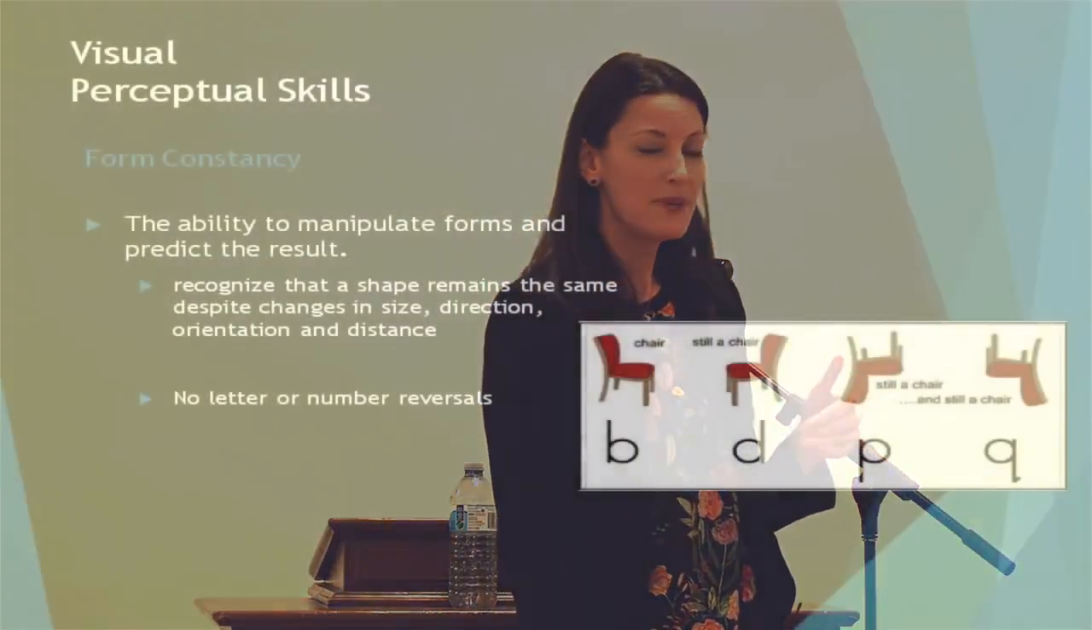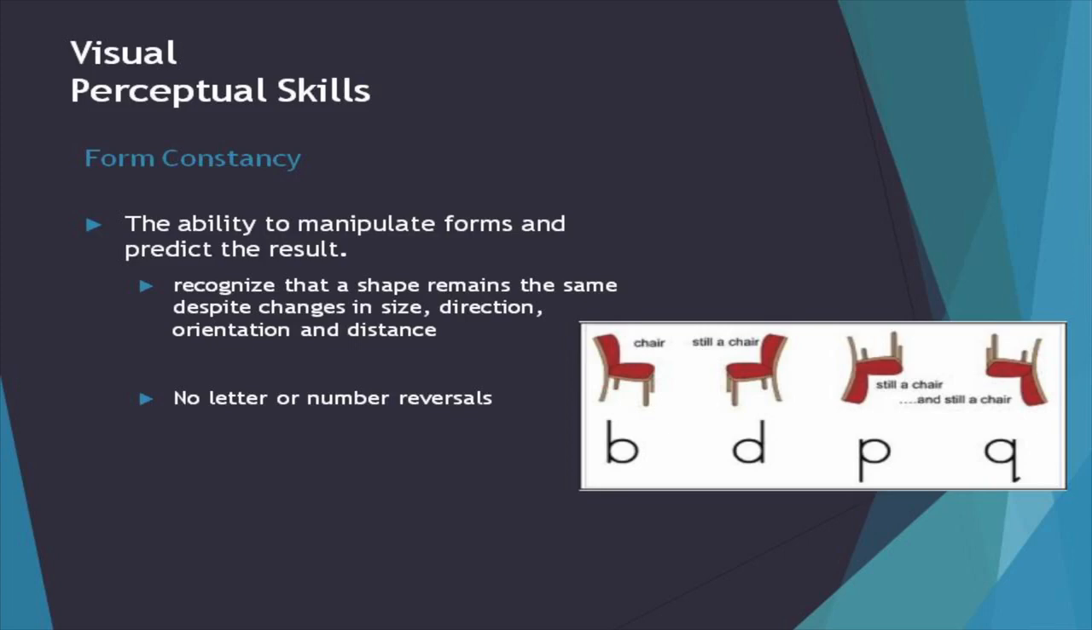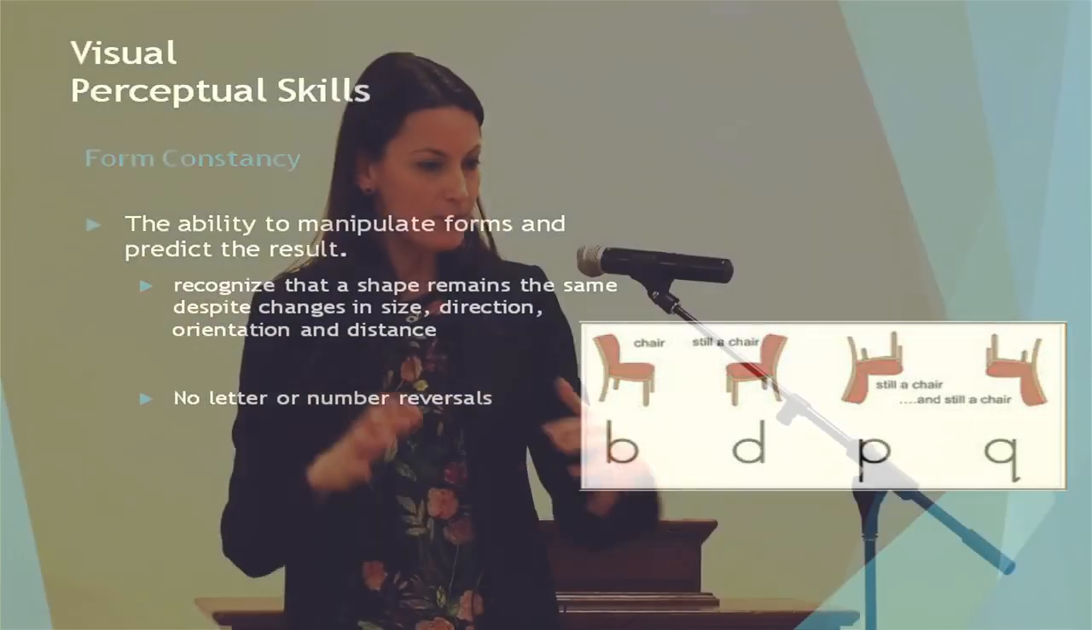Form constancy, this is a big one I see in the children with difficulties with reversals, lefts and rights, north, south, east, west, forget about it. And there's a switch that occurs from when we're 4 to 7 onward. Because when we're little, we say, well, this is a water bottle, this is a water bottle, this is a water bottle, and this is a water bottle. This form is constant no matter how you look at it.